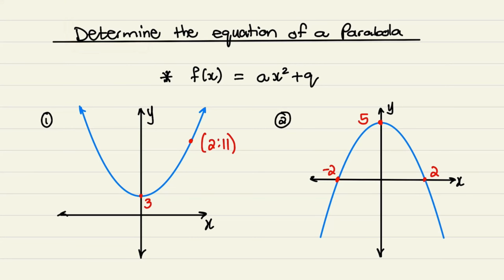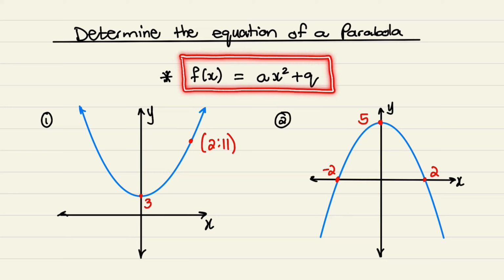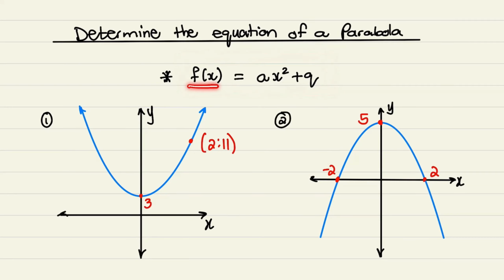In this video, we will determine the equation of two parabolas, also known as the quadratic function. In both examples, we'll find the equation of the quadratic function in its general form, which is f(x) equals ax squared plus q. What we want to find is an a value and a q value in order for us to write out the equation in standard form.